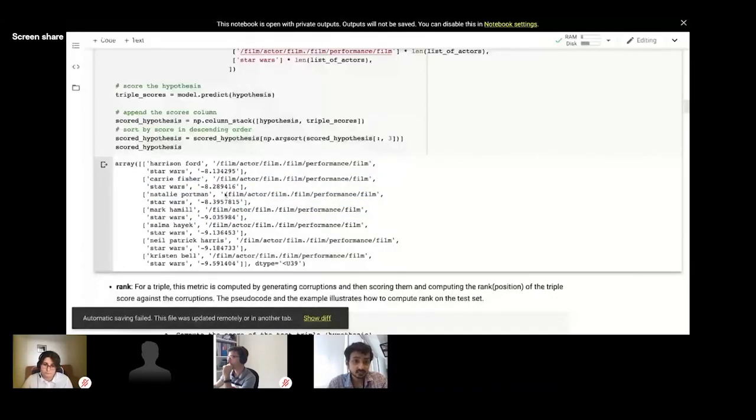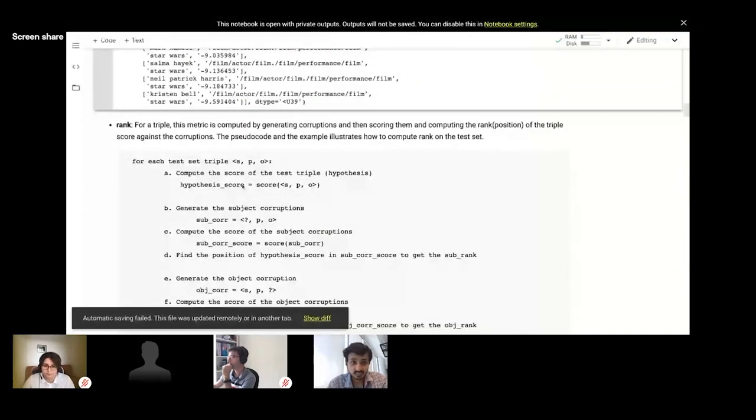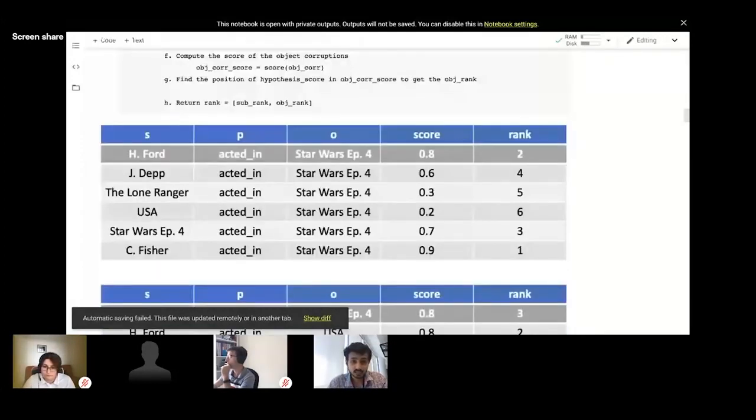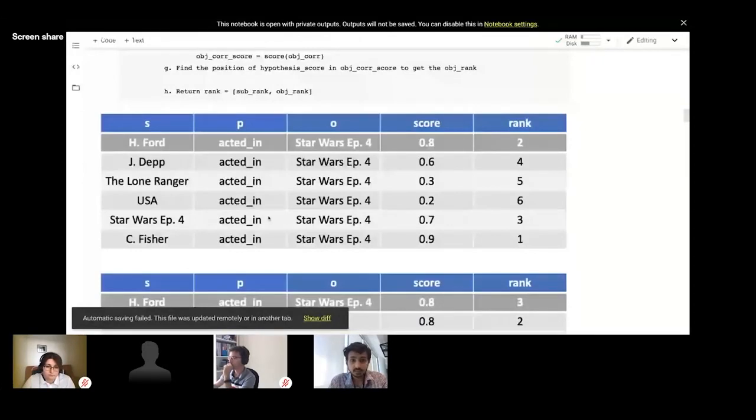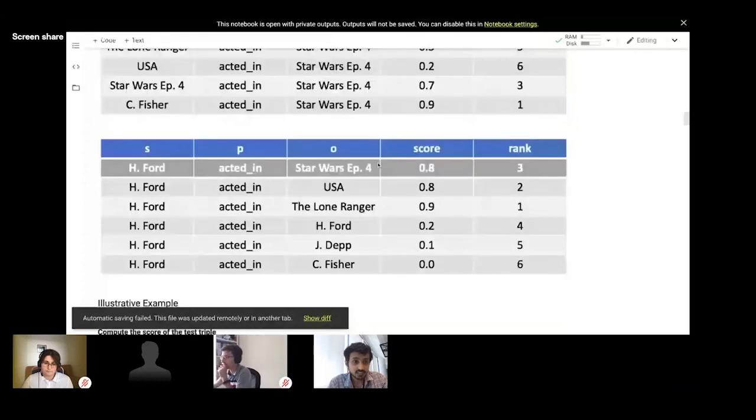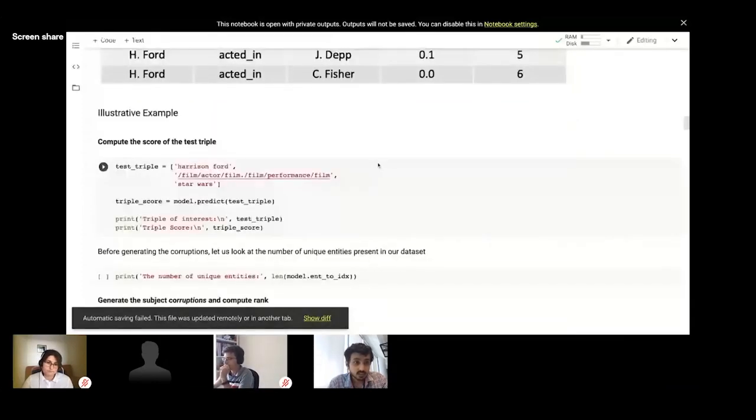The second way is ranking. Ranking is something that Luca had mentioned earlier, the ranking protocol. You can look at this pseudocode later. Just to give you a brief recap, you have a triple, Harrison Ford acted in Star Wars. You score it, then you generate synthetic negatives using all the entities in your data set, and score those. Once you have the scores of the negatives and your true triple, you rank it. If it gets a good rank, the model performs well, or you can also say it's a true fact, because it has a good rank compared to its corruptions. We have an illustrative example on how to do this, but I won't run through this example.